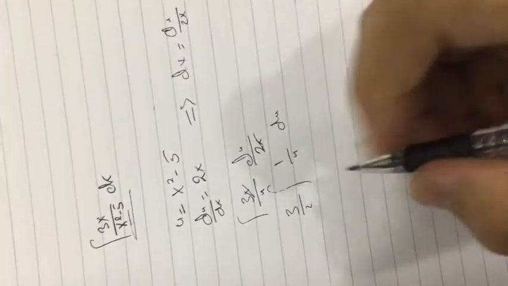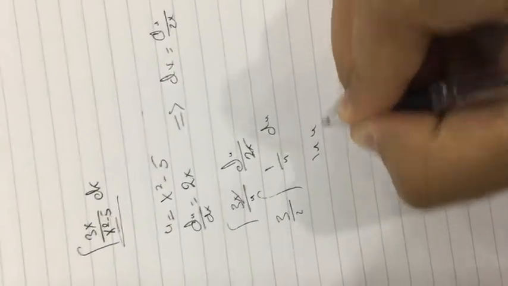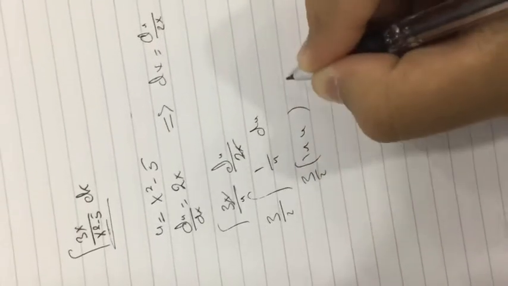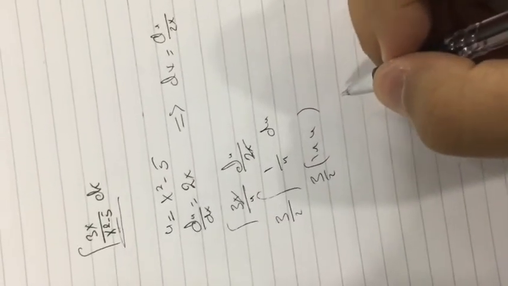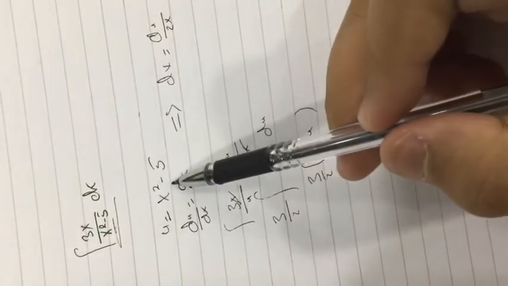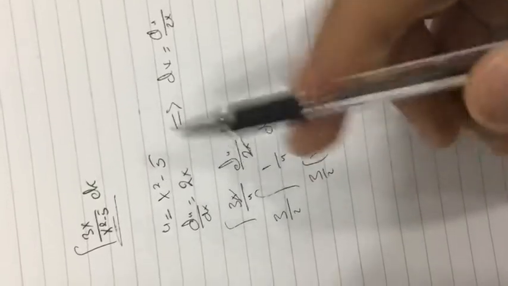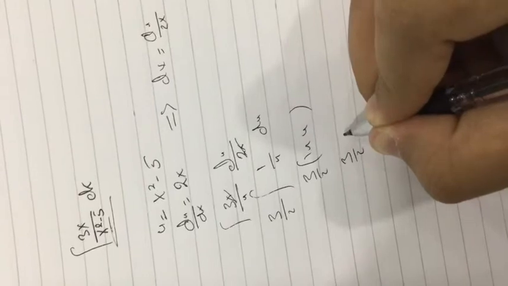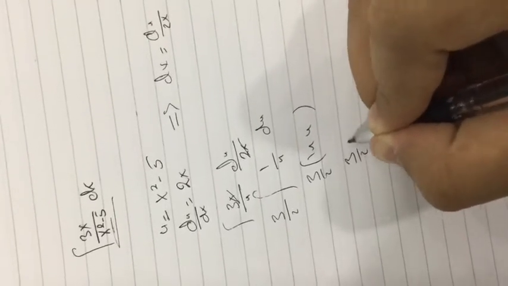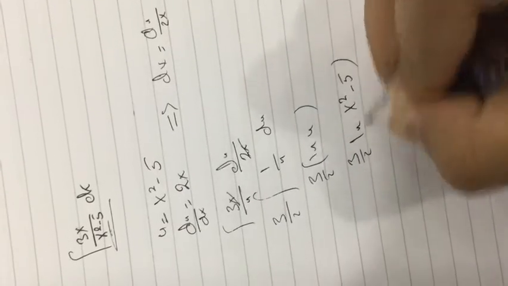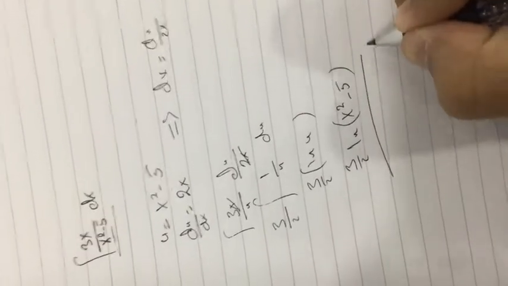We know that the integral of 1 over u is ln u, and here we have 3 over 2. Now we come back to the function x squared minus 5. Here 3 over 2 ln of x squared minus 5, and that's the answer.